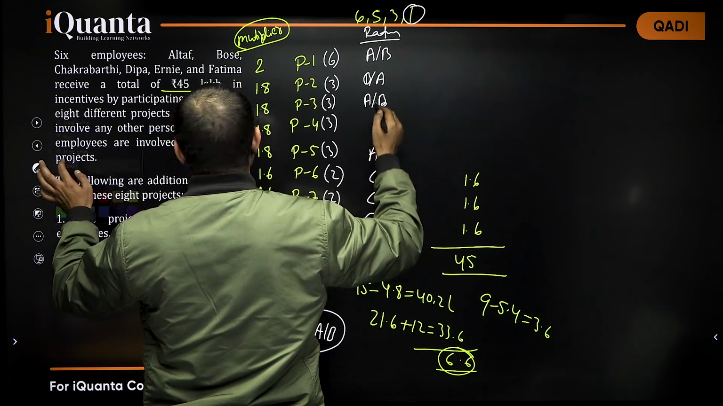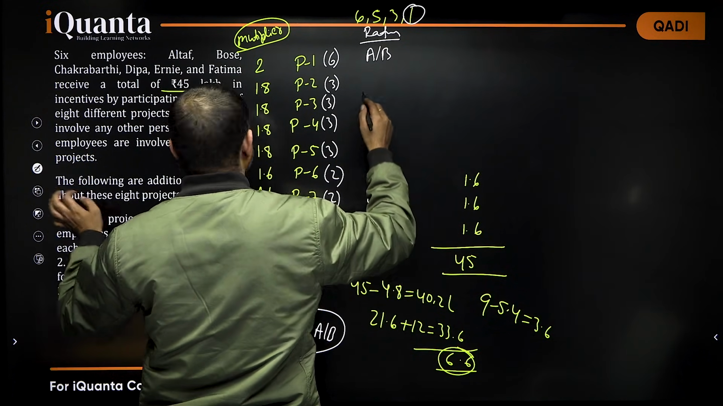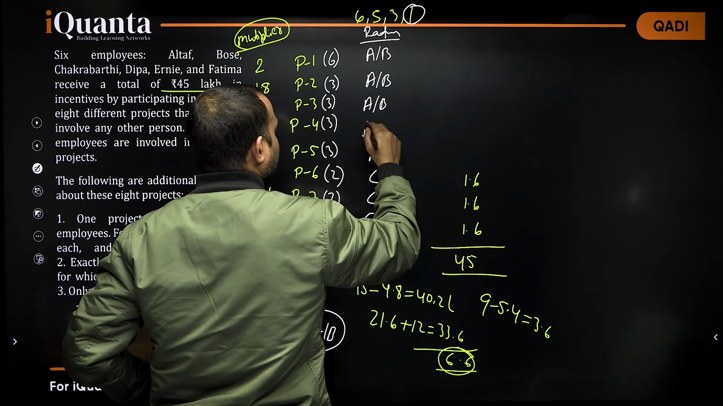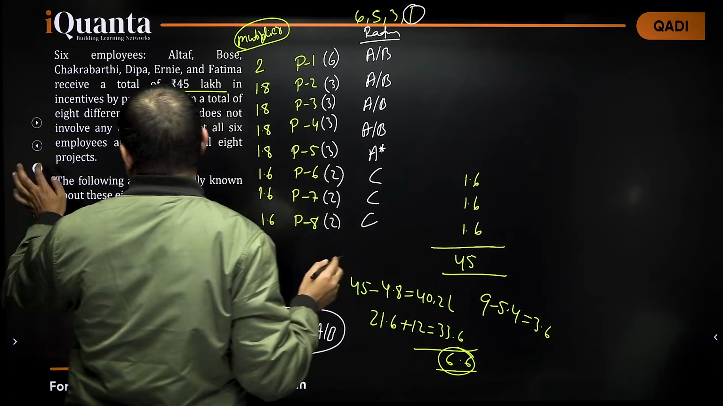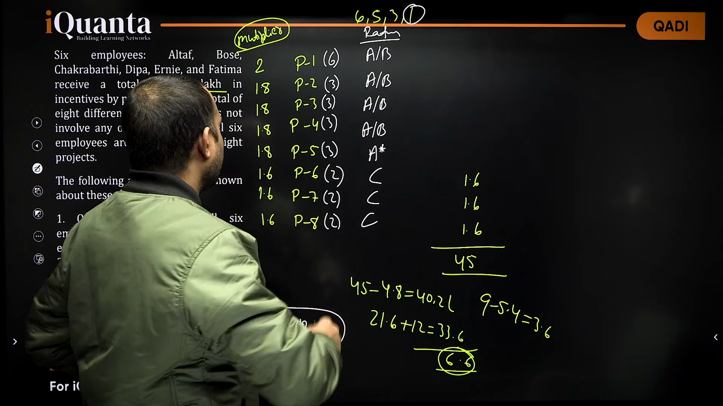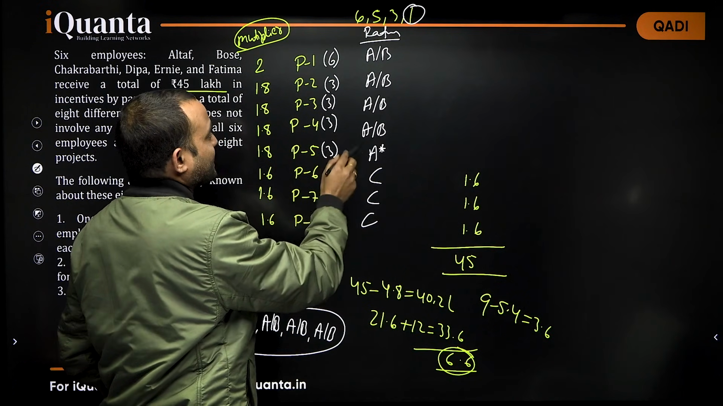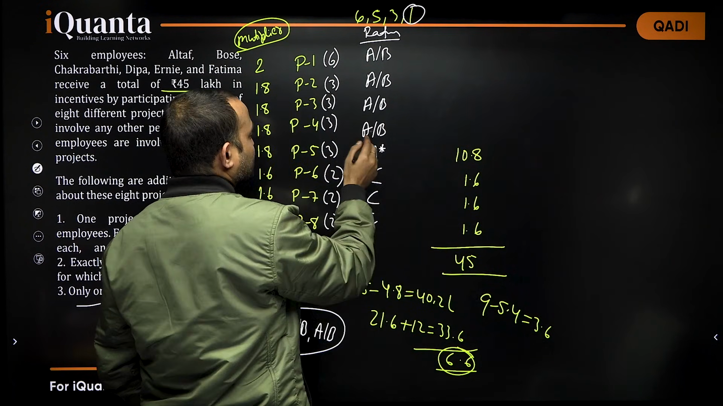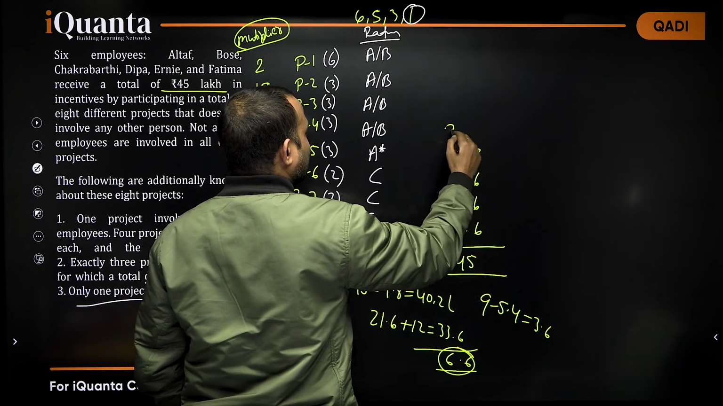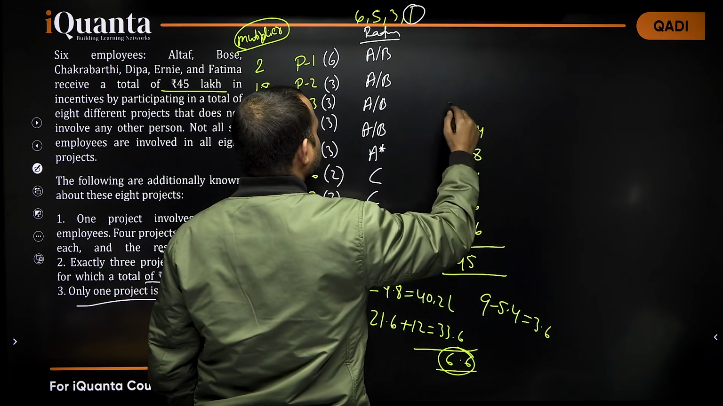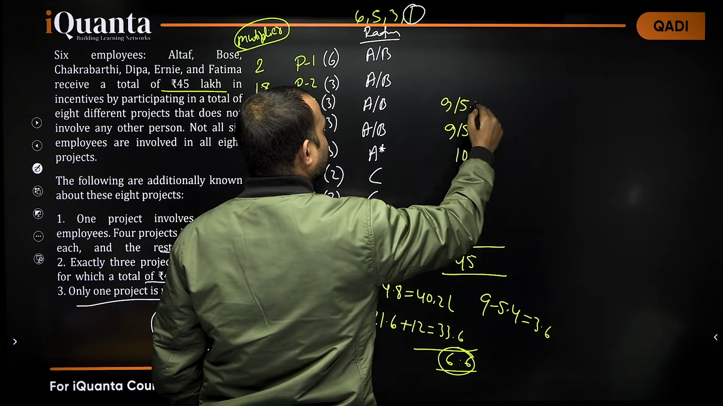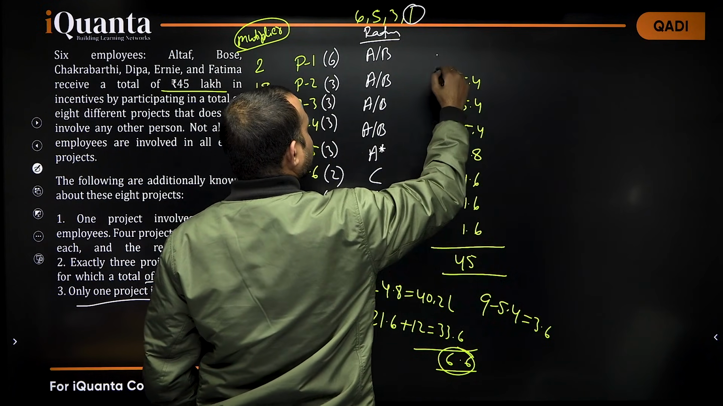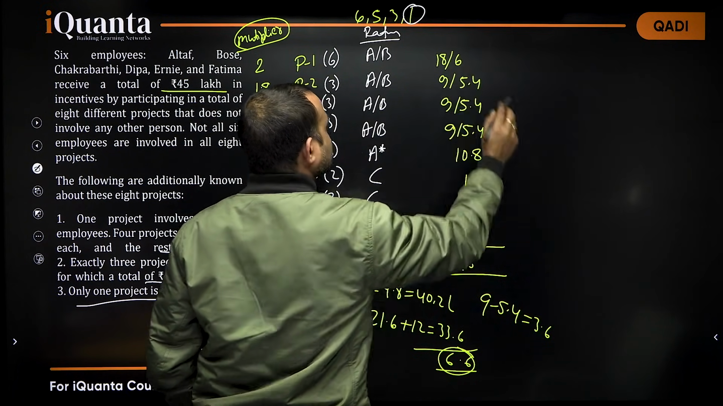A, B, A, B, A, B. Now, what will be the total amount paid? In case of this, 1.8 times of 6, this will be 10.8. In case of this, 1.8 times of 5, that is 9 lakhs or 5.4 lakhs. Again, 9 or 5.4, 9 or 5.4. But in this one, it will be 18 or 6, right?